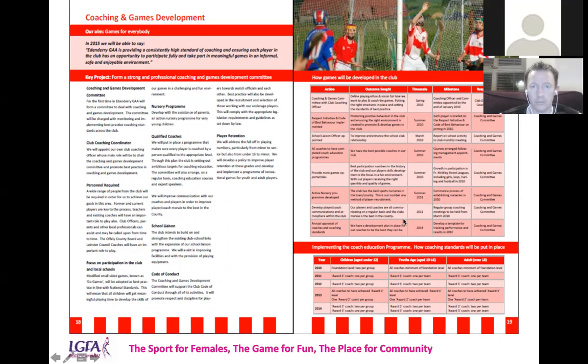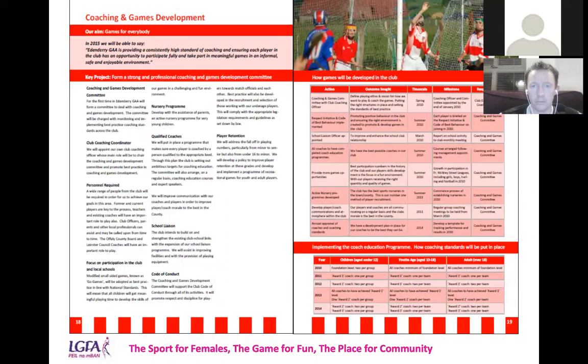So you can see there they have an overriding aim for that section. And in 2010, they said in 2015 they want to say Eden Dairy GAA is providing a consistently high standard of coaching and ensuring players in the club have an opportunity to participate fully and take part in meaningful games in an informal and safe and enjoyable environment. So that was their overall aim for coaching and games in their club. And then everything else fed into that.